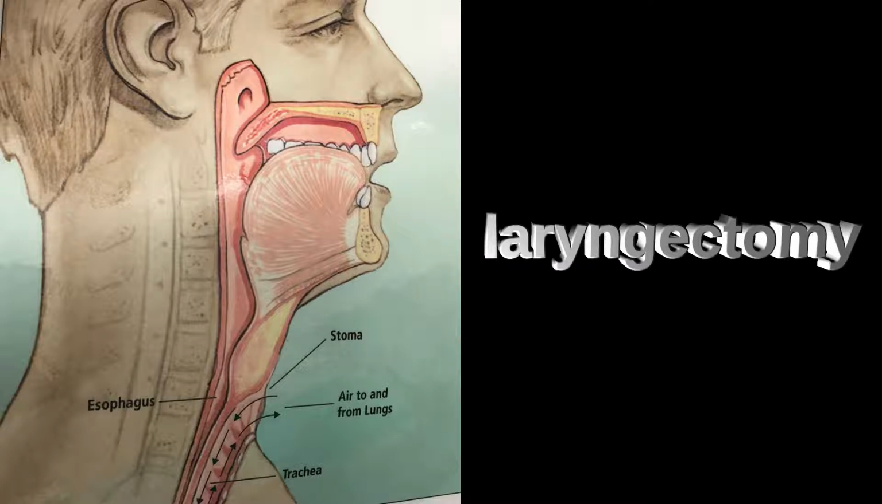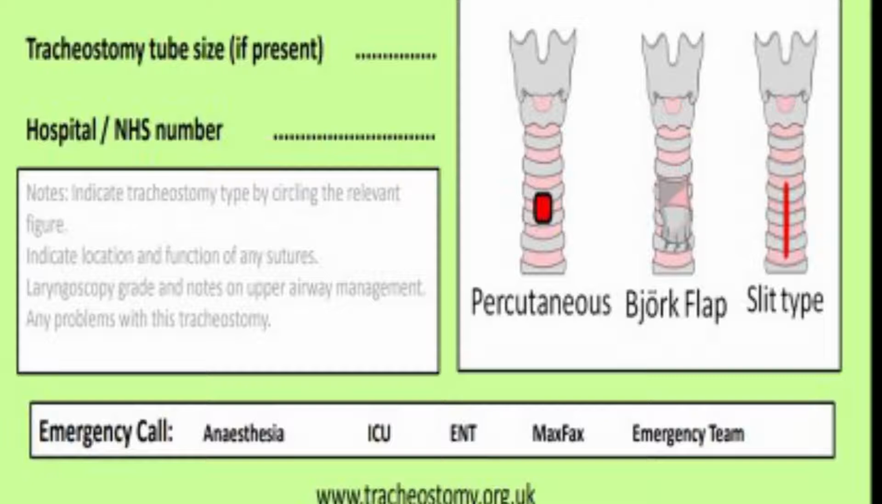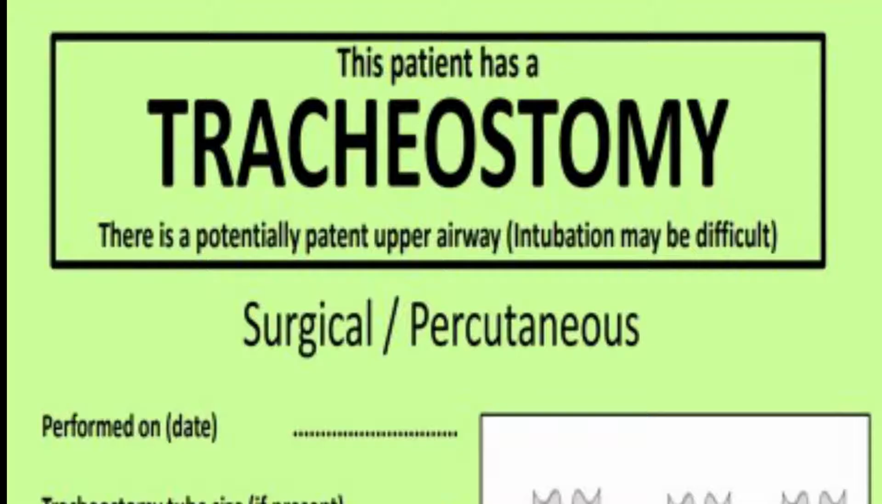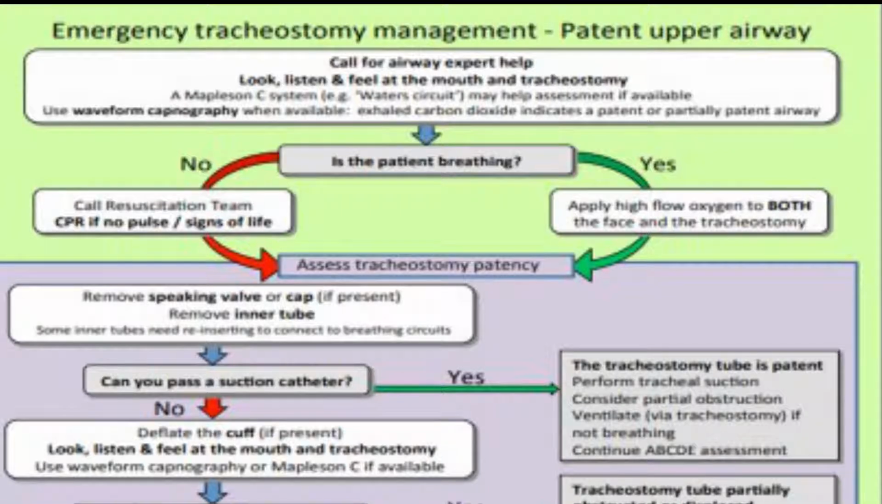This is a tracheostomy safety bedhead sign, showing when it was performed, the size and emergency numbers. Here is an algorithm which summarizes the process to follow. The key difference between tracheostomy and laryngectomy being that with a tracheostomy, the patient still has a patent upper airway, potentially, but not with a laryngectomy.